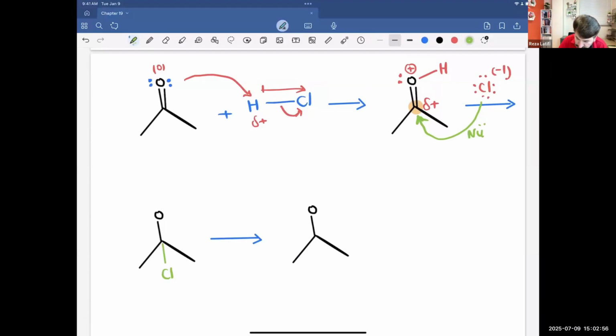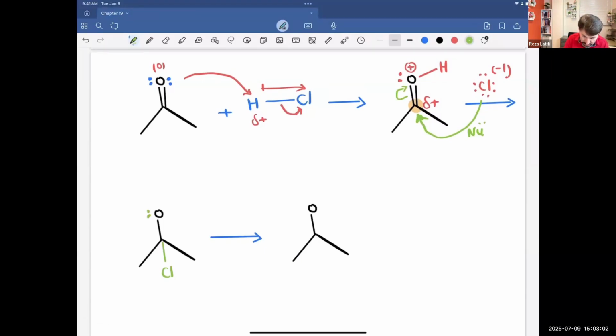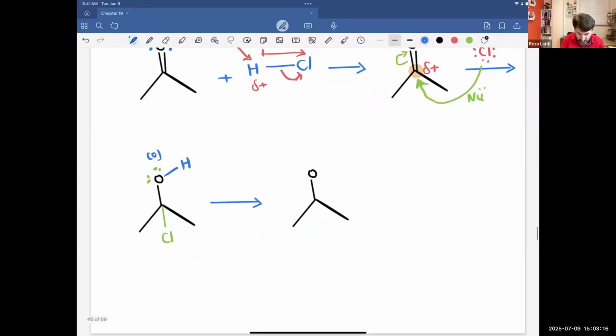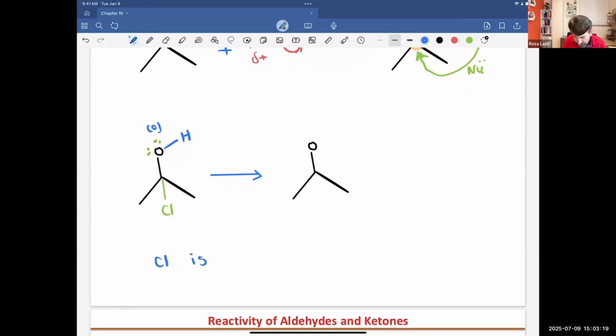What will happen to the pi bond? This pi bond will move and will show up as a new lone pair on oxygen. So oxygen is going to have two lone pairs, and of course we have hydrogen attached to it. Okay. Now, what's the charge on oxygen? It will be neutral. So this molecule is really stable. But the problem that we have is that Cl is a good leaving group.